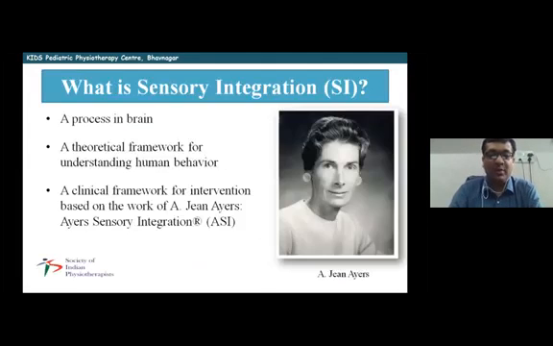First let me talk about sensory integration basics, because there are a few people who don't know what sensory integration is or haven't heard about it. This photo is Jean Ayres's photograph. She said it is a process in the brain. It is a theoretical framework for understanding human behavior and a clinical framework for intervention based on Ayres's work, now registered as Ayres Sensory Integration.